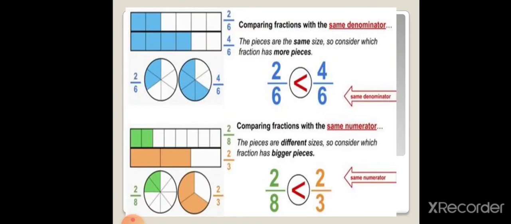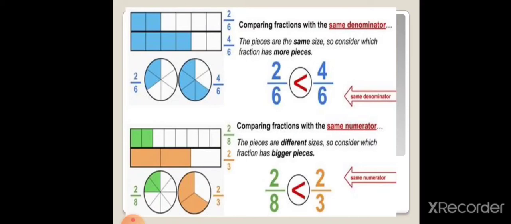Now we compare between fractions. How can we compare between fractions? We have three ways to compare between fractions. The first way is when the two fractions have the same numerators. The second one is when the two fractions have the same denominator. Okay, let's see it.